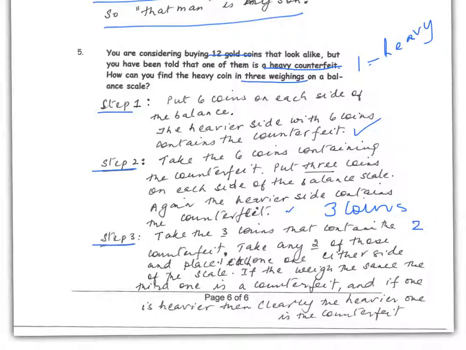But what if the 2 coins weigh exactly the same? Then we don't need another weighing. The third coin that we still haven't used out of the 3 that contain the counterfeit would have to be the counterfeit coin, the heavier counterfeit coin. So within 3 weighings, we figured out which one is the counterfeit.